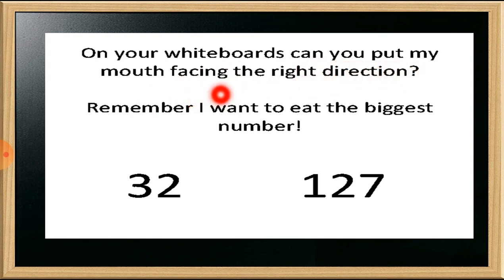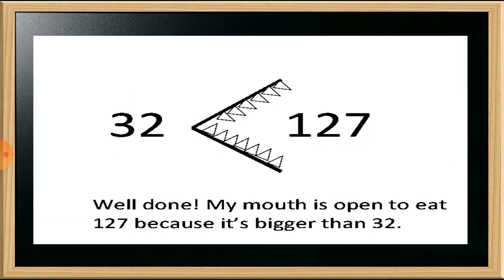Can you put my mouth facing the right direction? Remember, I want to eat the biggest number. Let's check with the left side. At the left side is the number 32 and at the right side is the number 127. So students, which number does the alligator have to eat? The bigger number is 127. So the alligator wants to eat the bigger number. 127 is the bigger number. Well done, my mouth is open to eat 127 because it's a bigger number than 32.